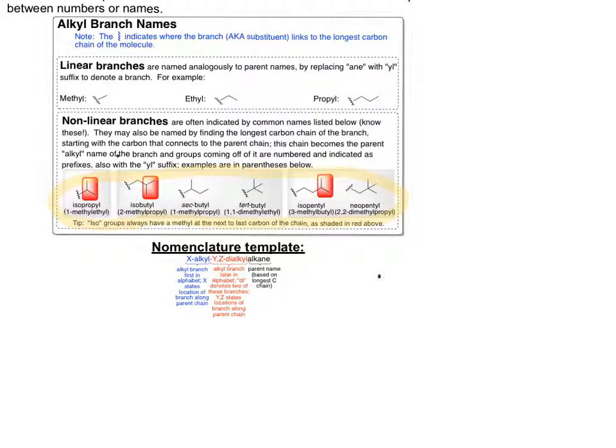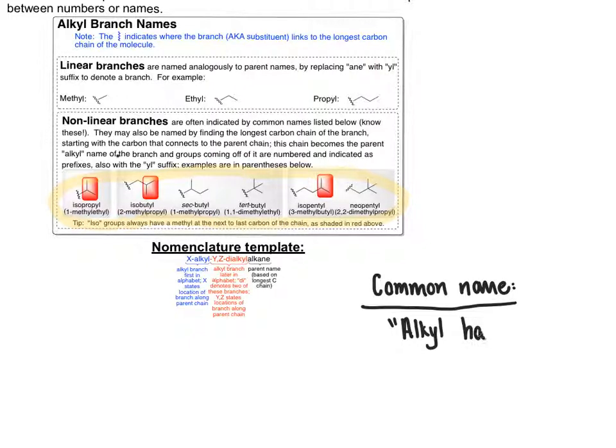So the template for developing a common name for an alkyl halide is that you're going to name the alkyl group, such as tert-butyl, and then you're going to put the halogen name after it. Hence the term alkyl halide is the generic name for this.